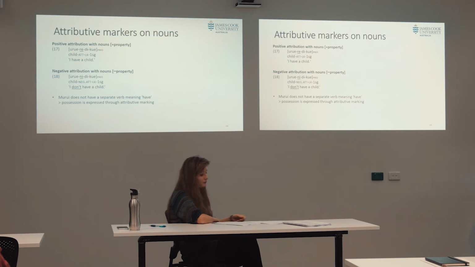And then we have attributive markers on nouns for presence or lack of property. We see that in example 17, uruedikwe, I have a child. And in 18, you have the negative attribution for the lack of property, uruenidikwe, I do not have a child. What I want to stress here is that Murui does not have a separate verb to mean have. So the attributive markers are in fact the most prevalent way of expressing possession in the language.